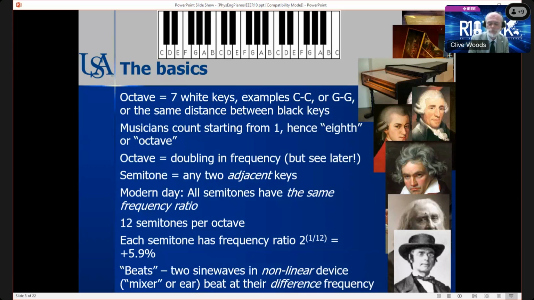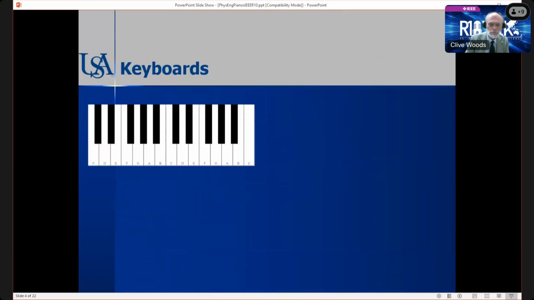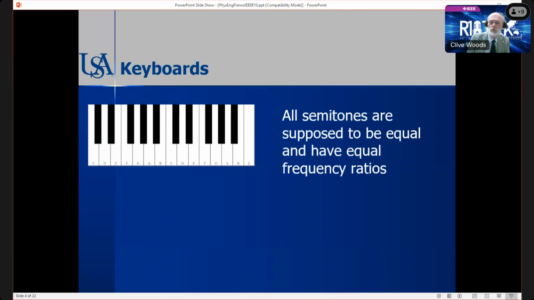Whenever we have 2 frequencies that are slightly different, listening to them with the human ear, in the context of this talk, what you hear is another signal at their difference. The difference frequency. So let's think about keyboards and recall all semitones are supposed to be equal, and they have equal frequency ratios. And what that means, of course, is that inside a piano all the notes are equally spaced.